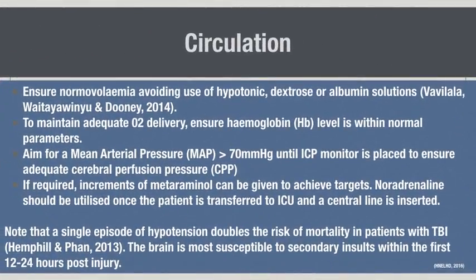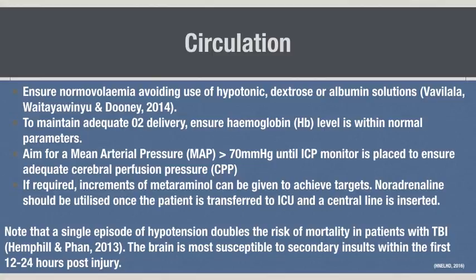Circulation. Ensure normovolemia, avoiding the use of hypotonic, dextrose and albumin solutions. To maintain adequate oxygen delivery, ensure hemoglobin level is within normal parameters. Aim for a mean arterial pressure greater than 70 mm of mercury until an ICP monitor is placed to ensure adequate cerebral perfusion pressures. If required, increments of metaraminol can be given to achieve targets.